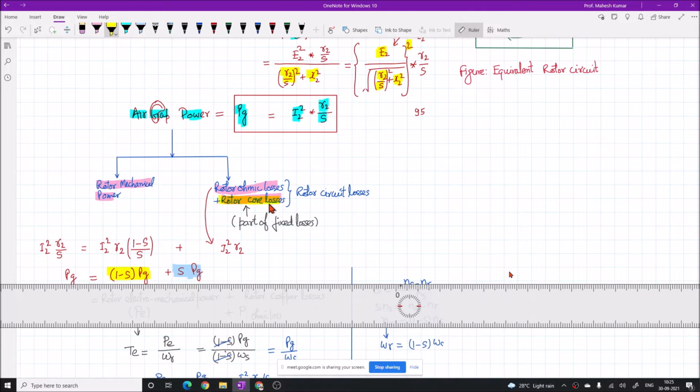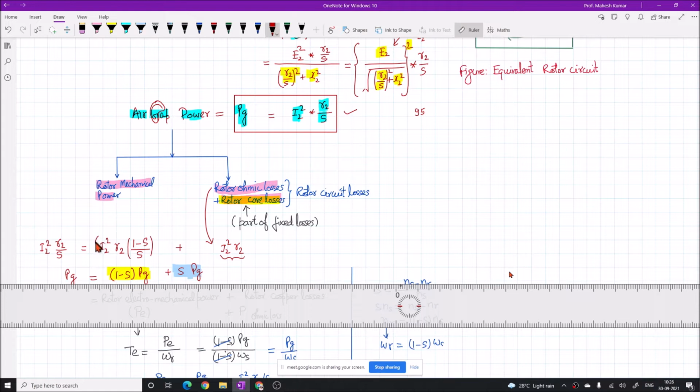The core losses are fixed losses. So we are trying to separate these core losses. We will consider them later on and will ignore them right now. The rotor mechanical power therefore must be equal to I2 squared R2 into (1 minus S) by S, because the sum of these two powers equals I2 squared R2 by S, this power. Okay, this is only possible when this term is (1 minus S) by S.